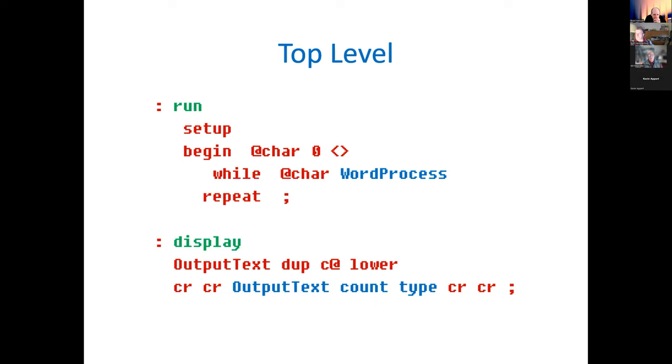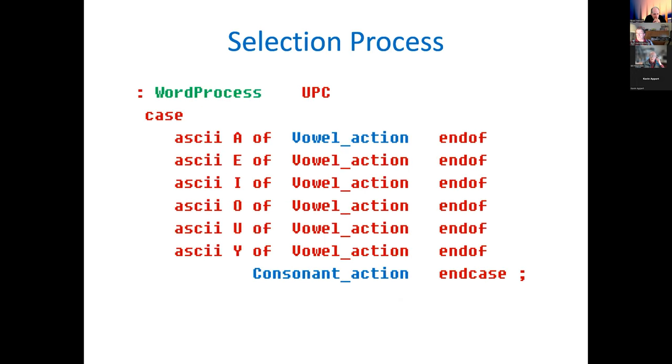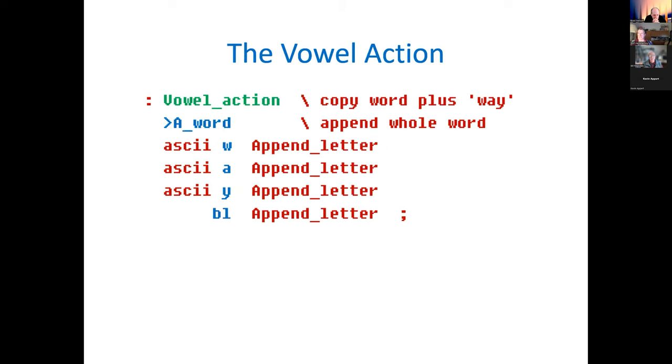And this is our top-level RUN. RUN takes that input phrase and translates it. The display word at the bottom takes the output text. It's a counted string, so it does a count type and outputs. That's top level. The next level down is that upon examining the first letter, UPC makes it uppercase. And then we do a case statement, which picks out the six vowel alternatives, A, E, I, O, U, and Y. And the default is if there is no vowel, then we take consonant action.